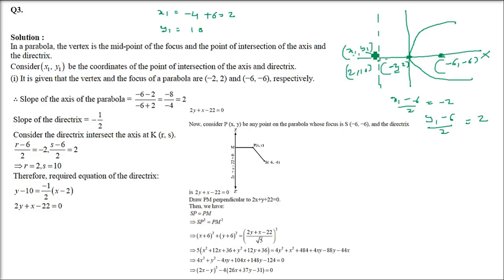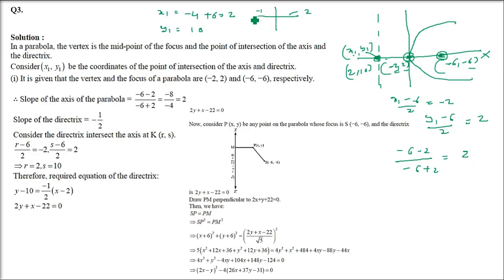Okay. So a line which is passing through 2, 10 and which is perpendicular to the axis of the parabola. So the directrix is perpendicular to the axis. Axis we already have 2 points. One point is minus 2, 2. The other point is minus 6 and minus 6. When we have 2 points on a line, we can find the slope: y2 minus y1 by x2 minus x1. Minus 6 minus of 2 by minus 6 minus of minus 2, that is minus 6 minus 2 by minus 6 plus 2. So slope is 2.